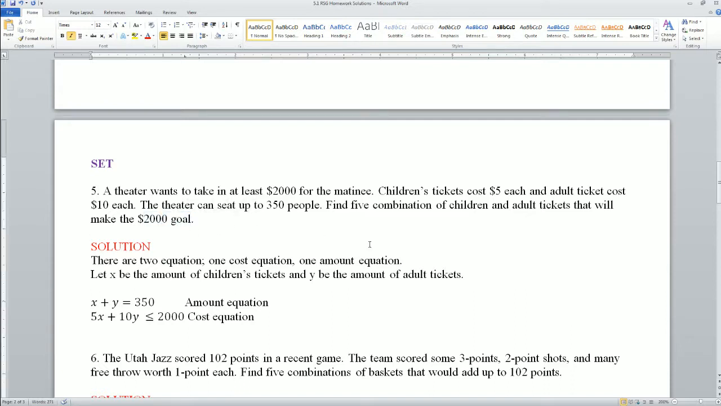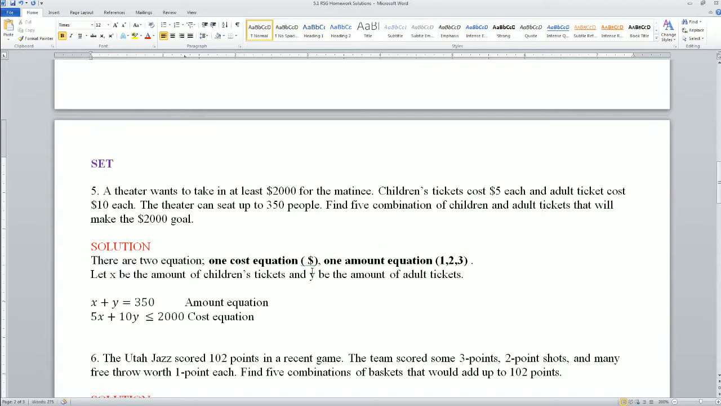Alright, so this one is very straightforward. There are 2 equations, one cost equation and one amount equation. What do I mean by the cost? This is going to be the dollars. This is going to be the physical amount of something, how much you're going to count, like 1, 2, 3. These are your integers, okay?